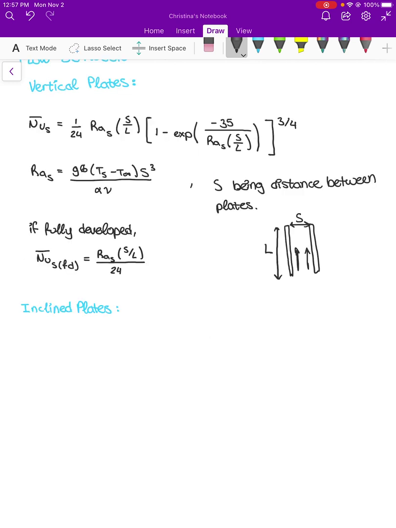If the plates are inclined, then the Nusselt number is equal to 0.645 times the Rayleigh number times S over L to the power of 1/4. And here all the properties are evaluated at an average T, which is the average between Ts and T infinity.